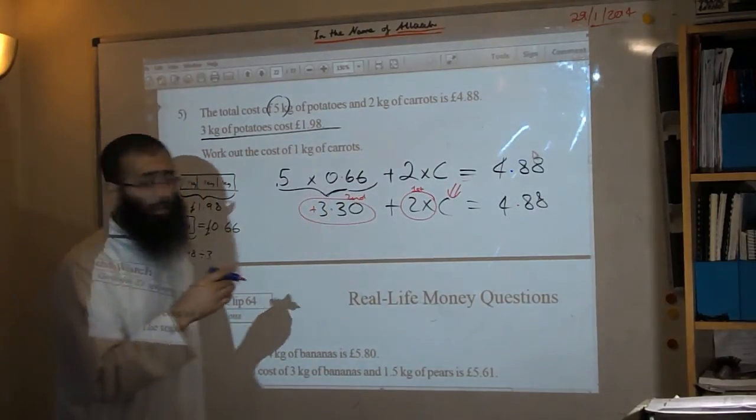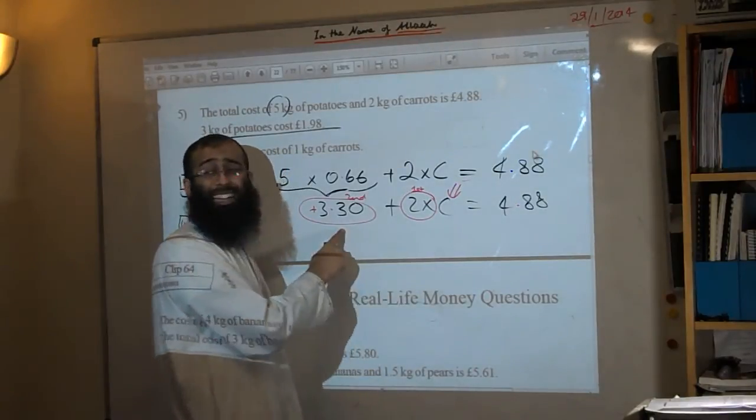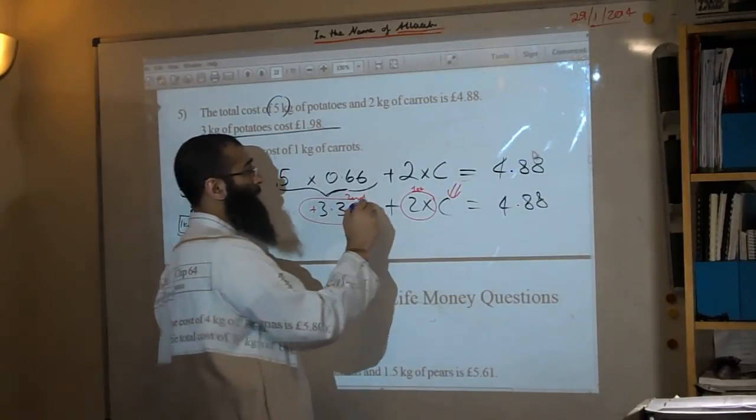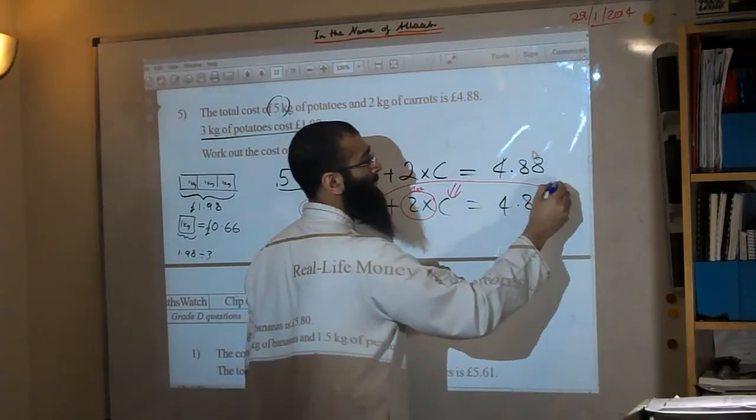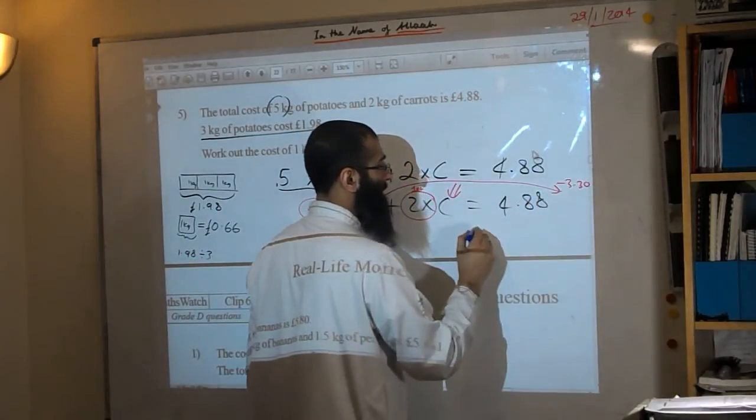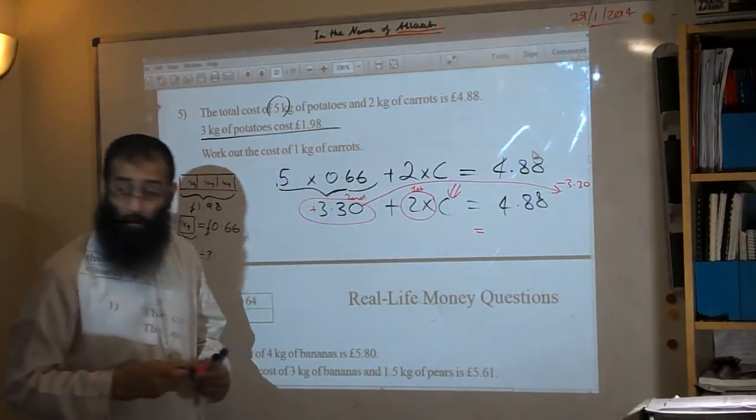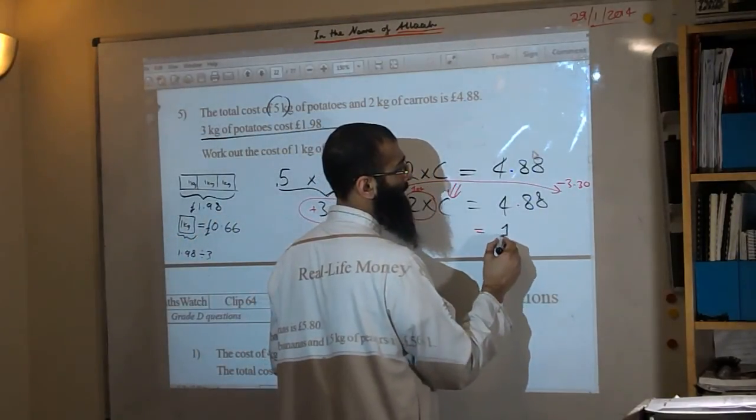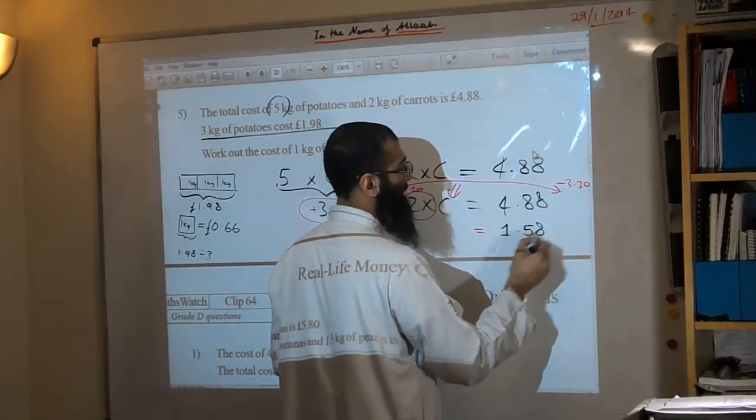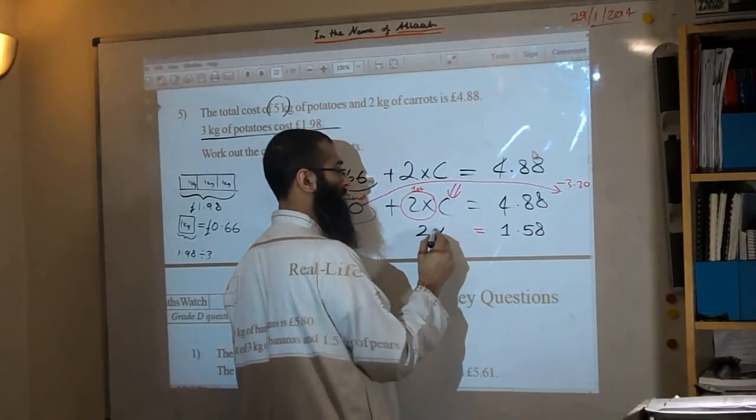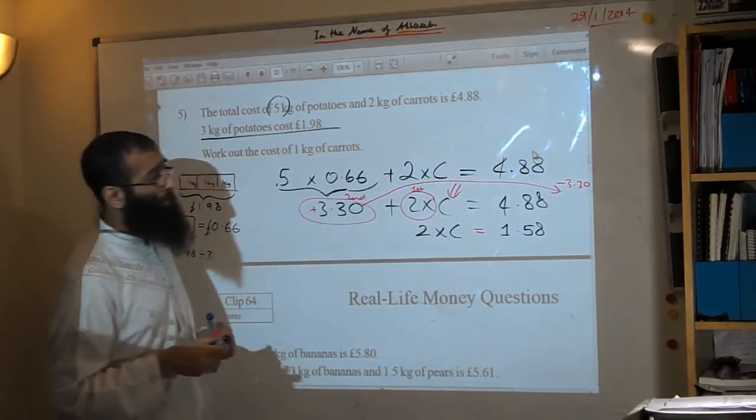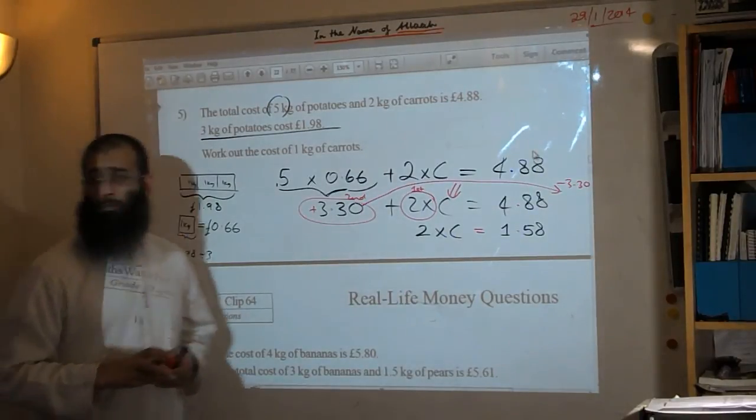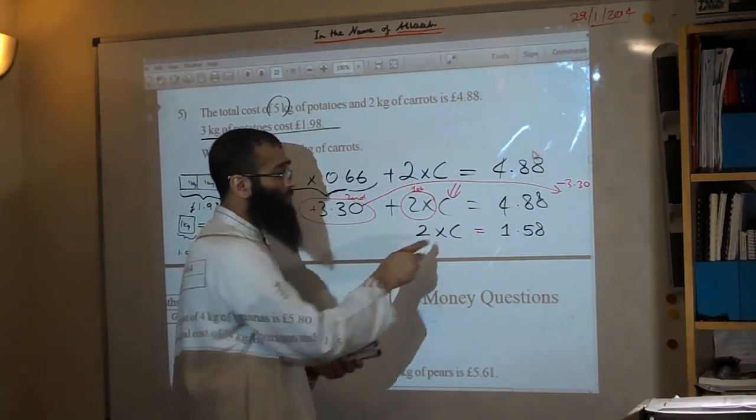Now we're going to solve it. So the opposite, remove the last action first, which is the second one. Opposite, add 3.30 is minus 3.30. So that'll give you £1.58. Yeah? Okay. So we've got 2 times by C now.